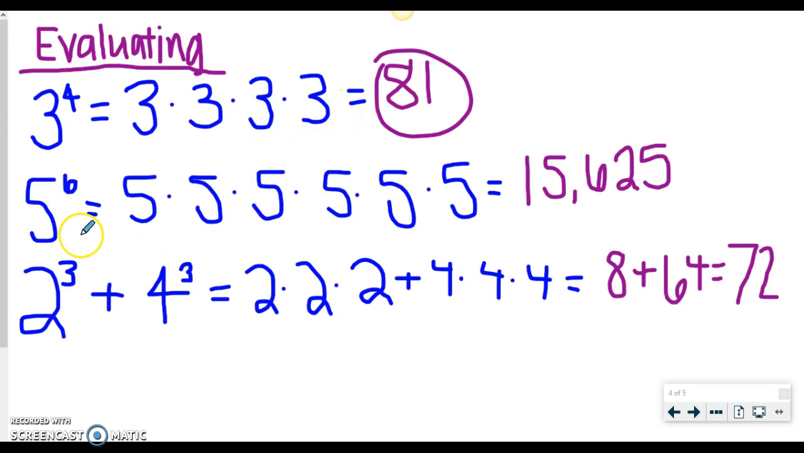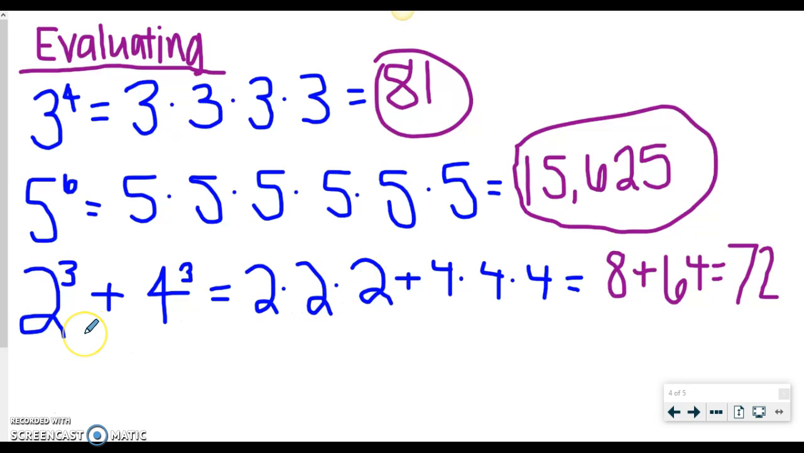For the next one, it was 5 to the 6th power. So I wrote down 6 number 5's. And then I multiply all of these together, and I got 15,625 as my answer.